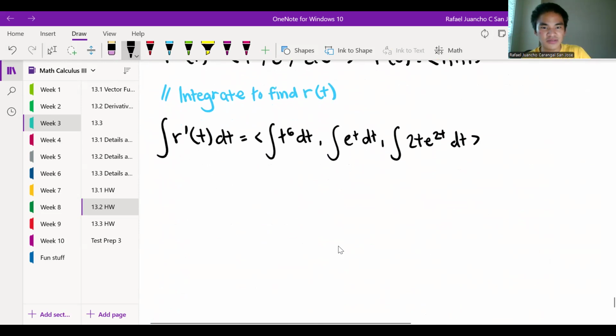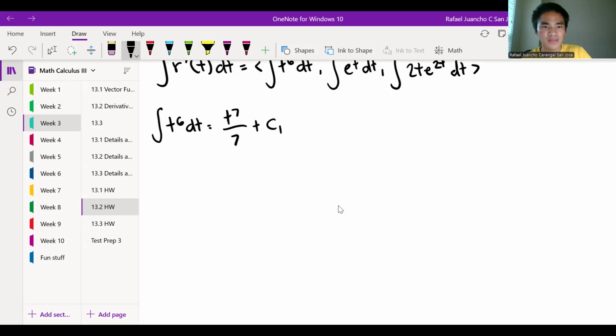So let's proceed to integrating each component. So t to the 6 dt is just t to the 7 over 7 plus some constant. Next, I'll do this in the same step because this one's easy. Integrating e to the t dt is just e to the t plus another constant.